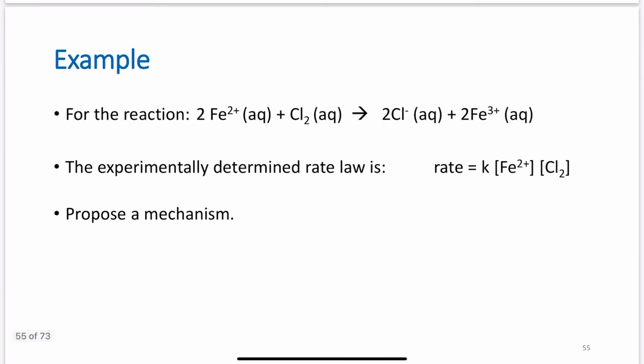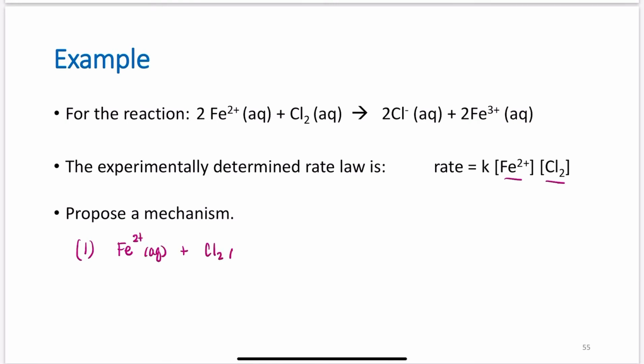So, for the reaction 2Fe2+ plus Cl2 giving me 2Cl minus plus 2Fe3+, if the experimentally determined rate law is as follows, the rate is equal to the rate constant K times Fe2+ times Cl2, propose a mechanism. Well, the rate tells me what my slow rate determining step is. The rate is telling me that I've got Fe2+ reacting with Cl2 to produce something. I'm going to have a second reaction, maybe a third.